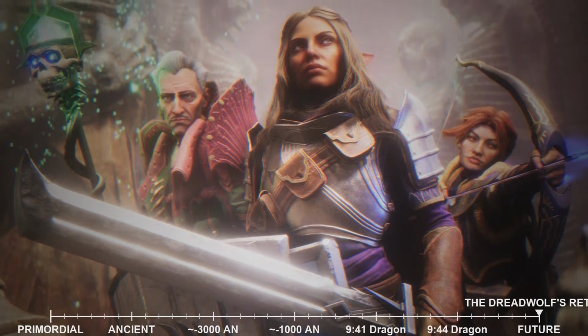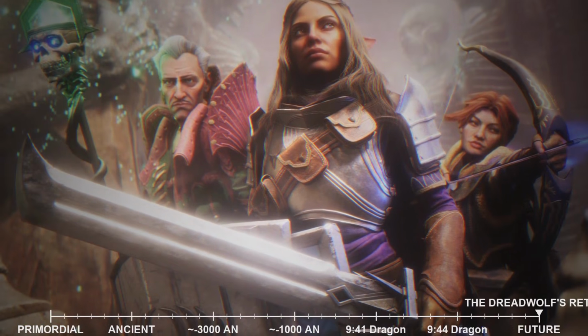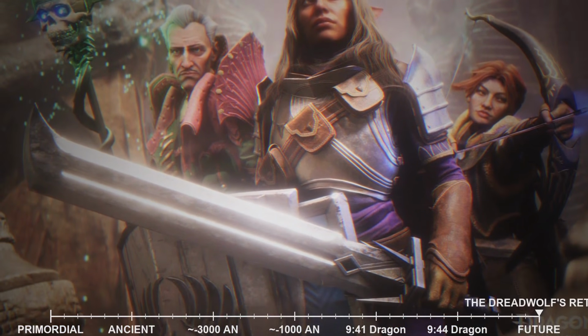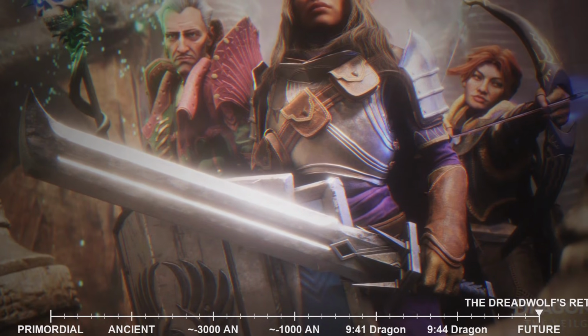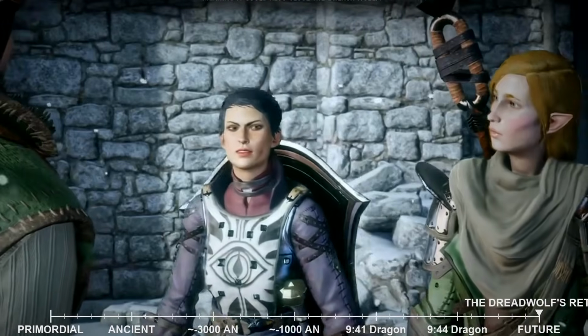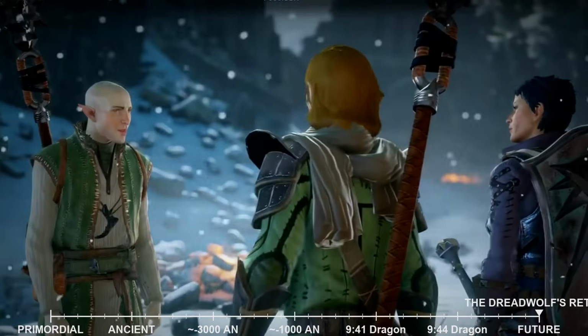The world, still reeling from the Breach and the machinations of Corypheus, now faces a threat of an entirely different magnitude, one that promises to reshape the very fabric of reality. At the heart of this impending cataclysm is Solas, the enigmatic elven apostate who was for a time a companion to the Inquisitor.